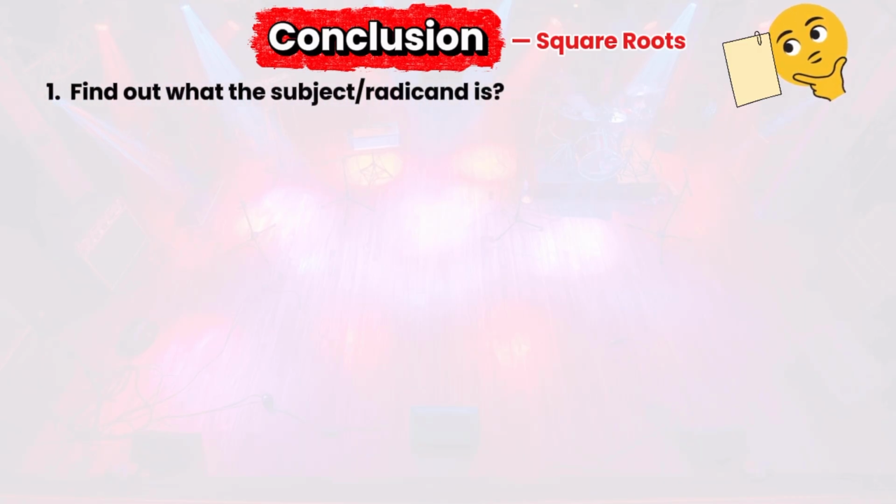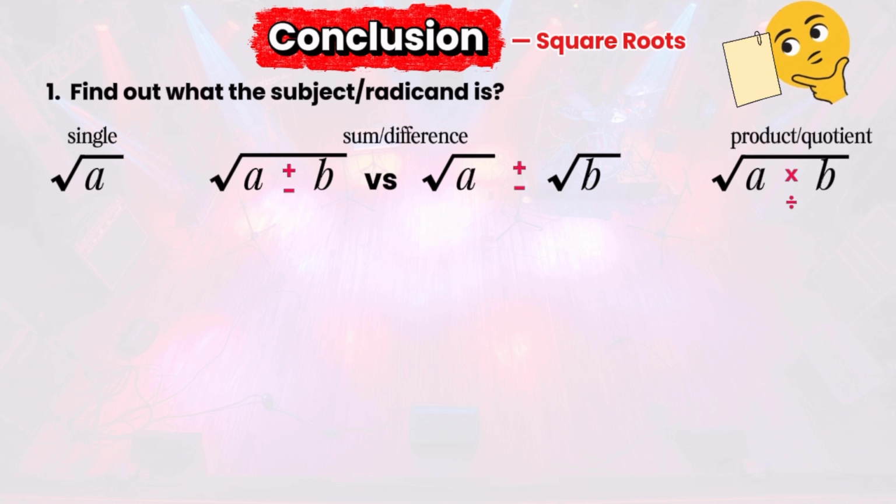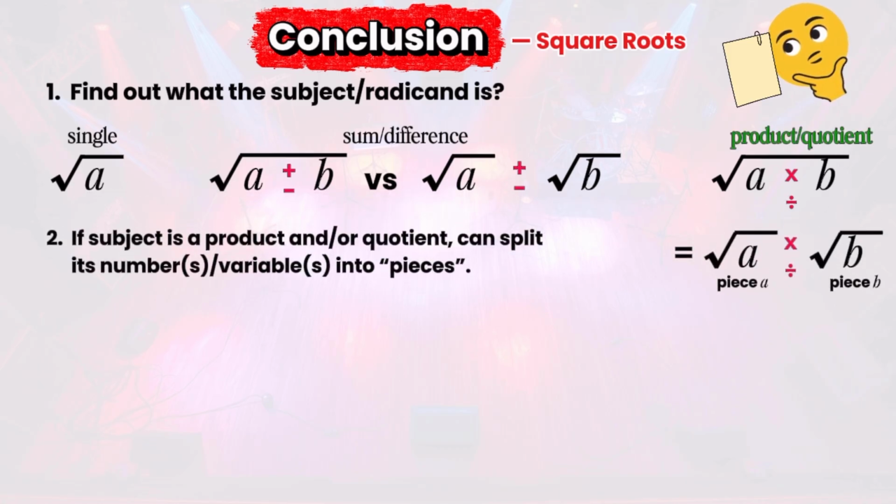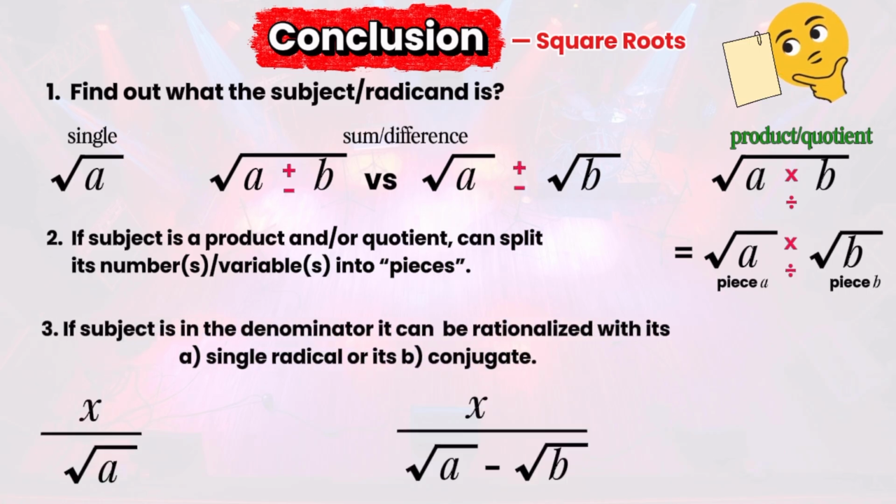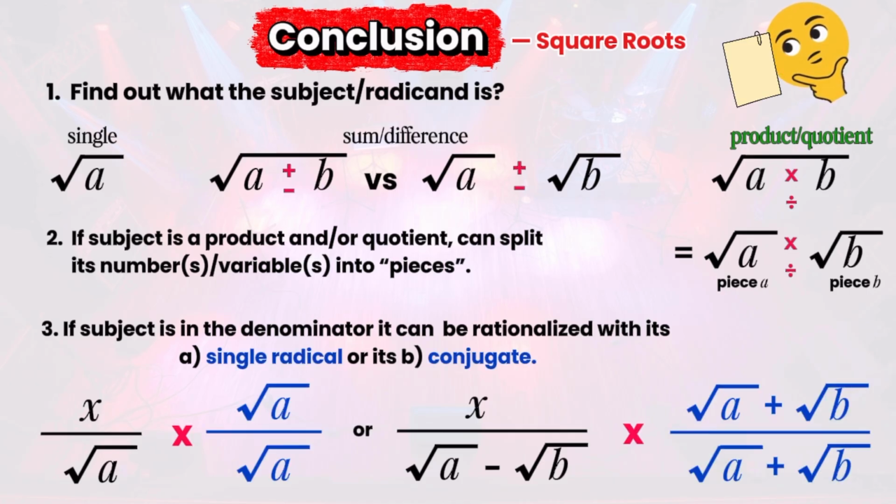So, let's briefly go over the entire lesson when presented with simplifying square roots, especially with algebra. First, look at the radicand/subject and understand if it follows the product quotient rule and/or the sum difference rule. If using the product quotient rule, split each number or variable into pieces. Then simplify each piece, then bring them back together. Lastly, if your radical is in a denominator, consider rationalizing either with a single radical term or a conjugate.